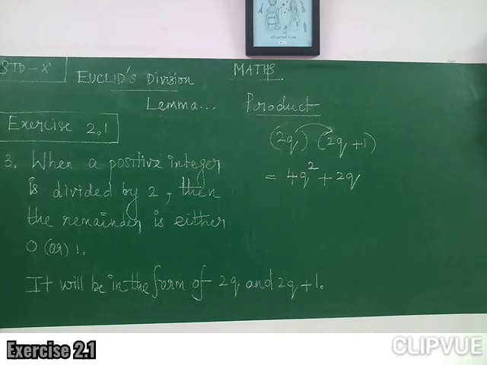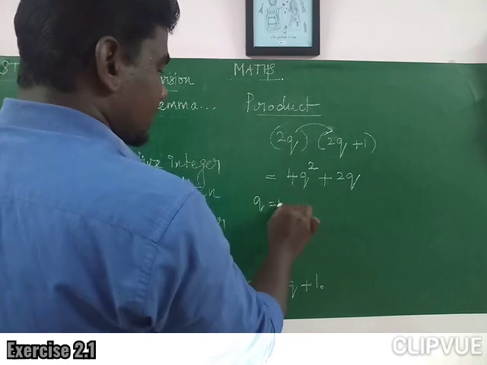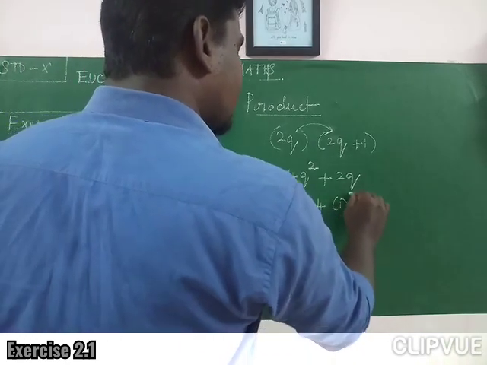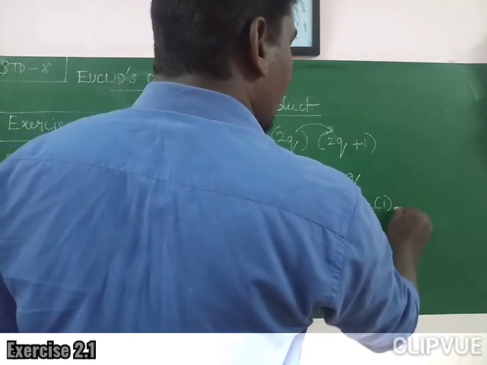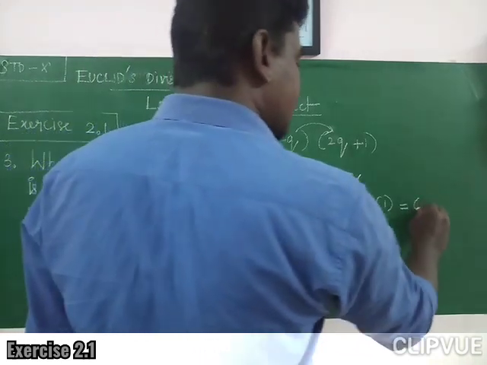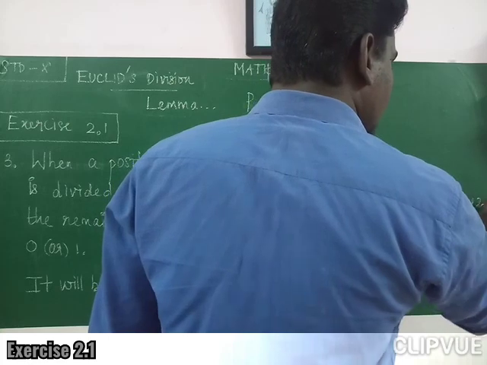This is the question. If you assign a value for q, you can take positive numbers. q equal to 1. What do we get? 4 into 1 square plus 2 into 1. 4 into 1 is 4, 4 plus 2 is 6. Divisible by 2.